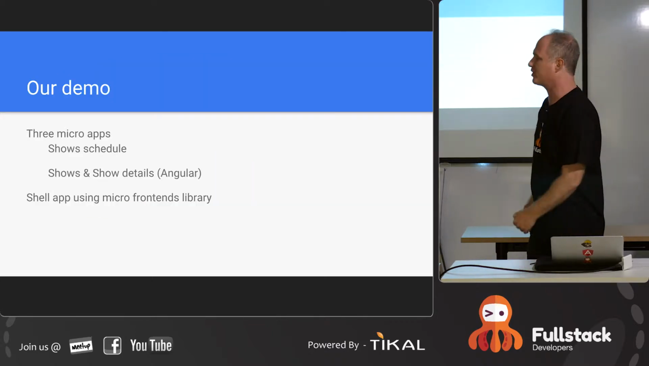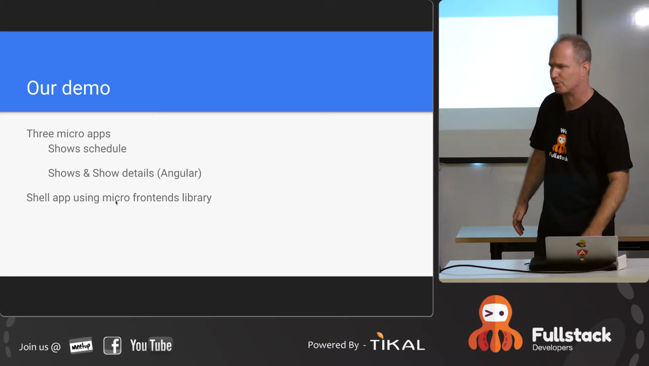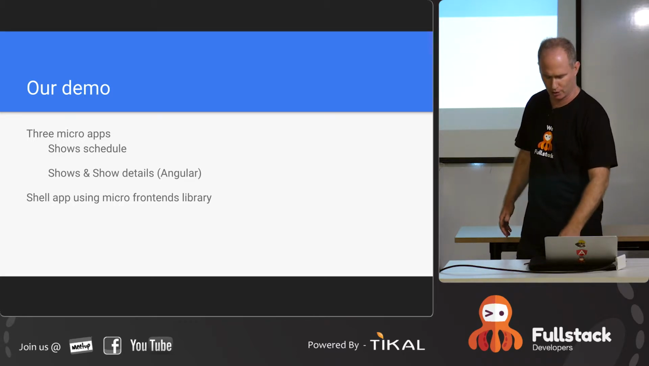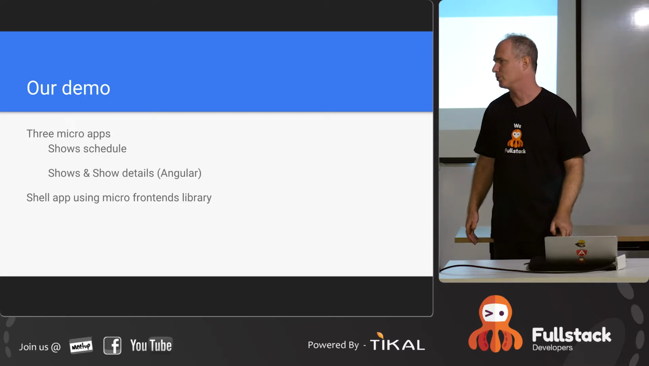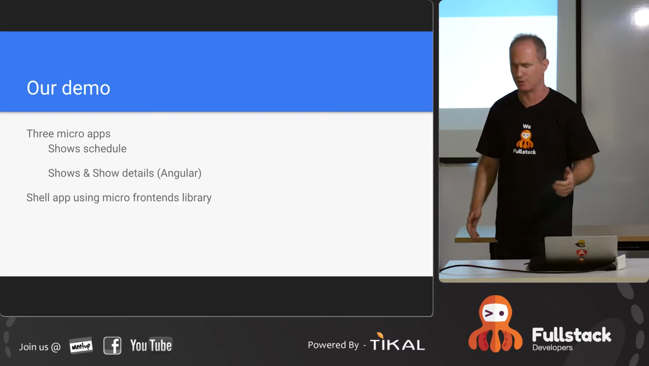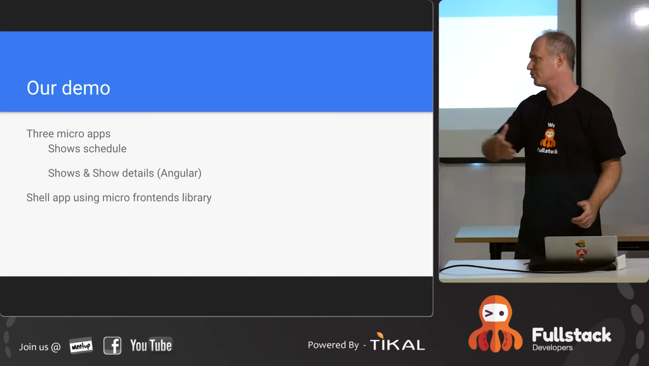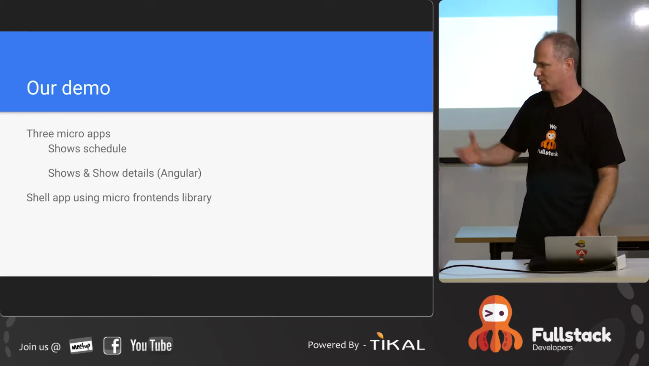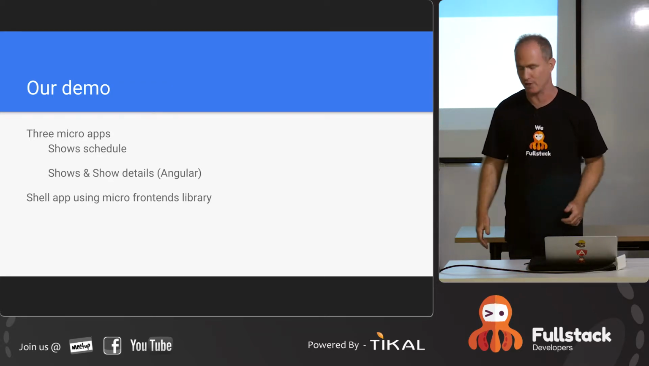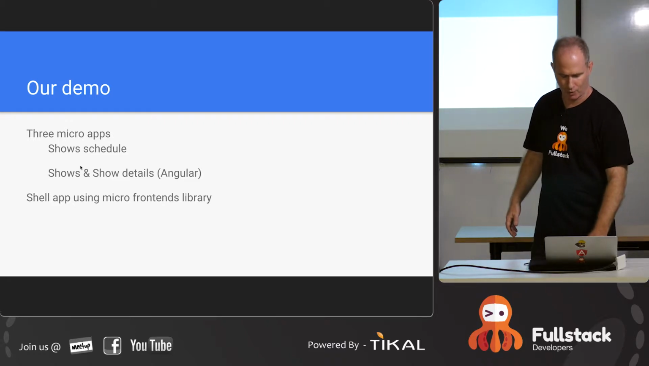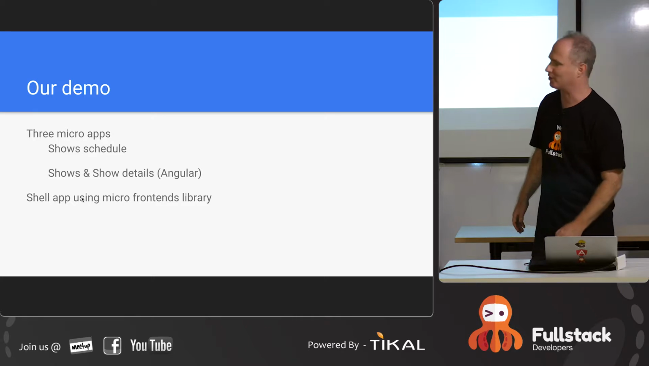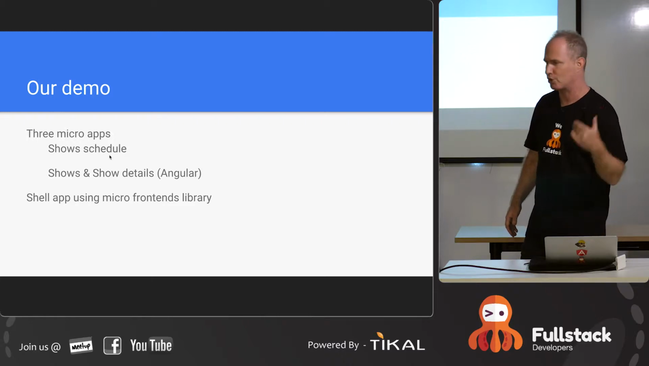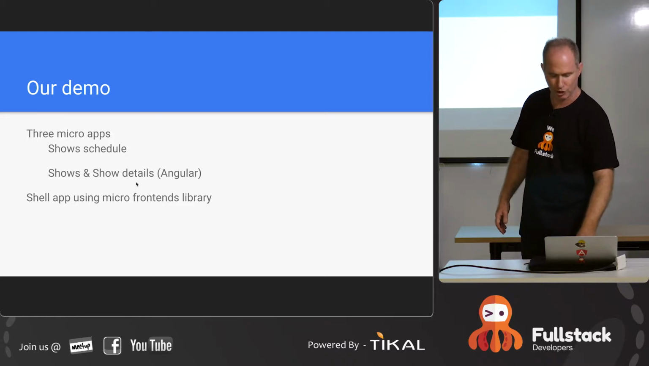All right, so our demo. I chose the API of tvmaze. I don't know if you're familiar with it. There is an API at tvmaze.com. It's for shows and schedules. It's an open one. You can interact with it, play with it. So we have 2 micro applications. Sorry, it's written 3 by mistake. One shows the show schedule, and the other one shows details.